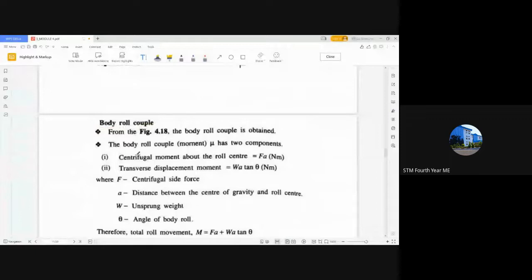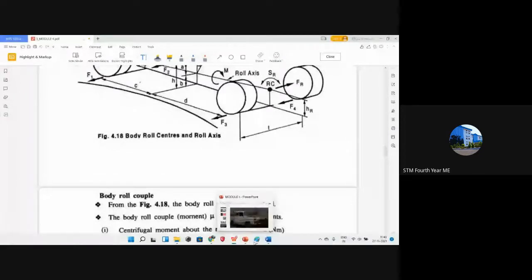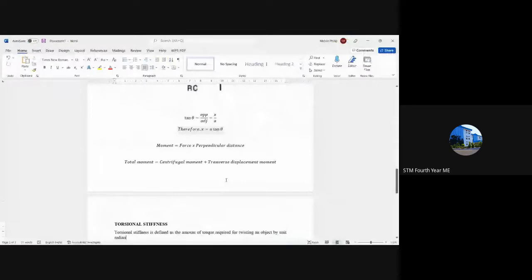So what is body roll couple? Before understanding body roll couple, we have to understand what is moment. Moment is nothing but, write this down, moment is equal to force into perpendicular distance.